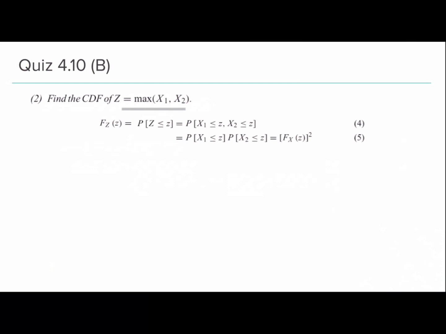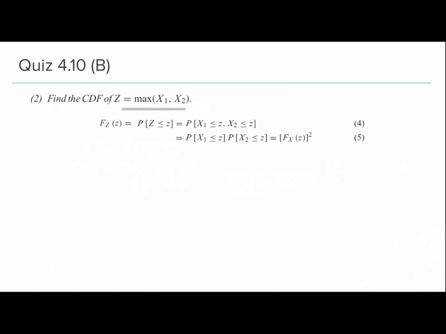x1 and x2 are IID variables, right? So P of x1 less than or equal to z is Fx of z, and P of x2 less than or equal to z is also Fx of z, since x1 and x2 are both equal to x. So that is the square of the CDF of x, Fx of z, right?